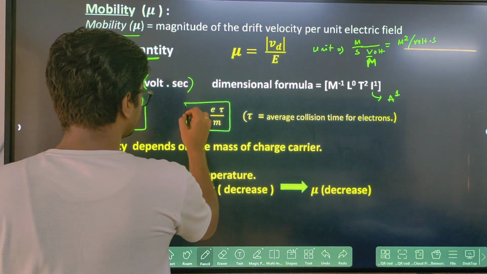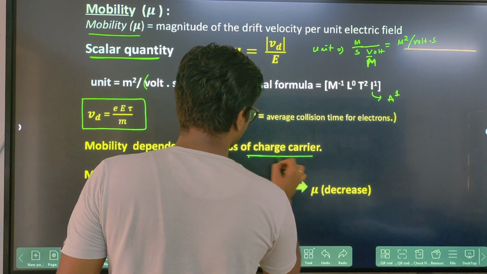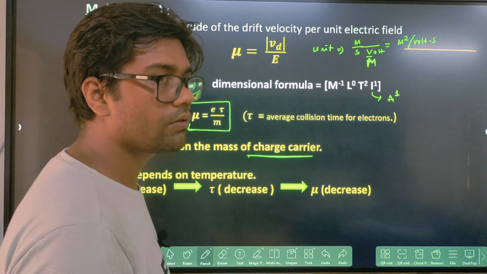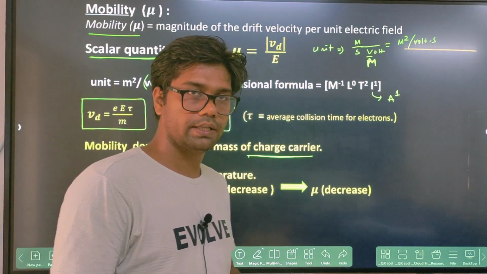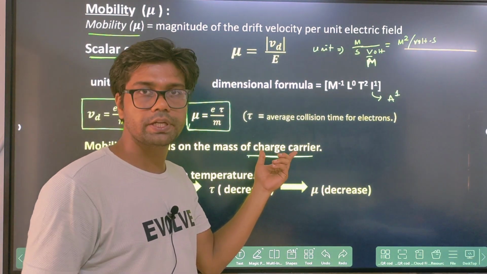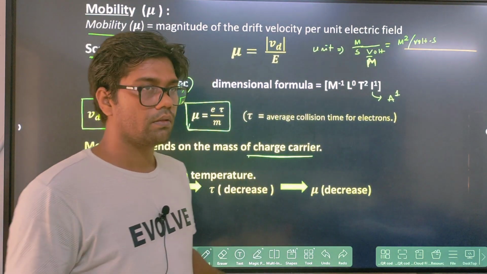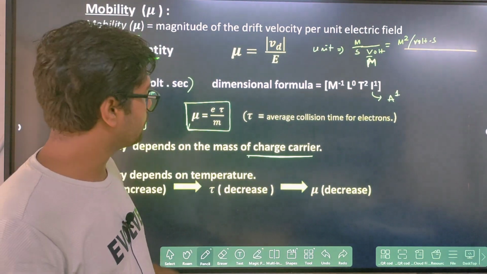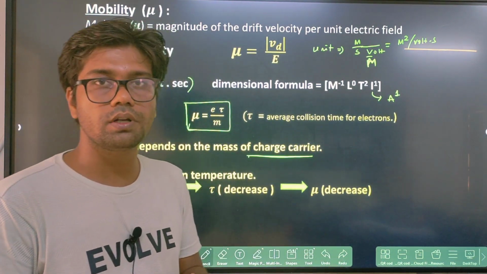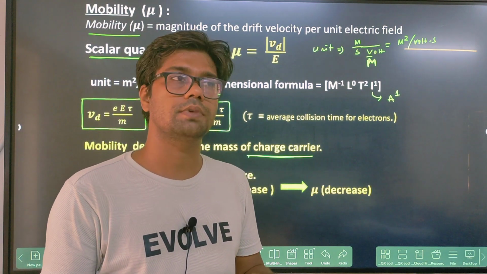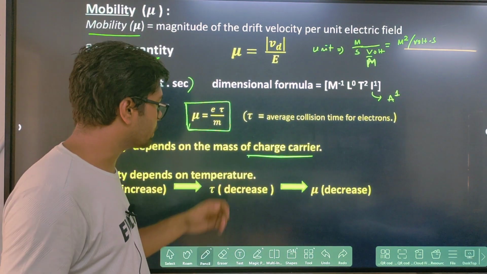So if you see this relation, mobility depends on the mass of the charge carrier. If you take a positive charge, the mobility will be different. If you take a negative charge, the mobility will be different. This importance will come in the semiconductor part, but remember that mobility is going to depend on the mass of the charge carrier, because in semiconductors we are going to see that sometimes electrons help in the flow of current, and sometimes holes help in the flow of current, right? So you remember this thing.